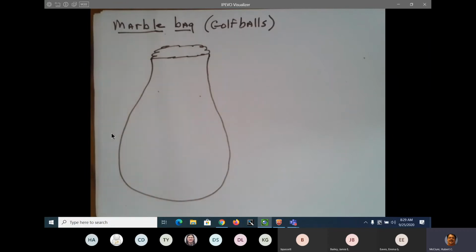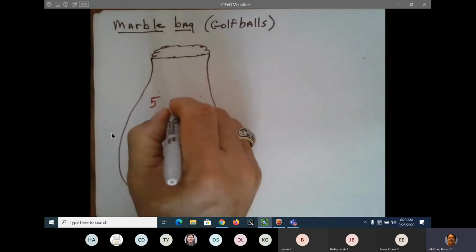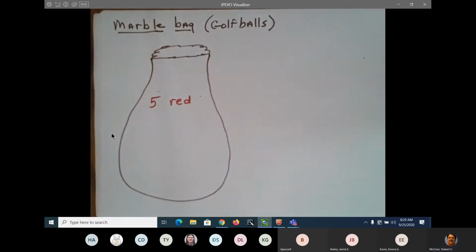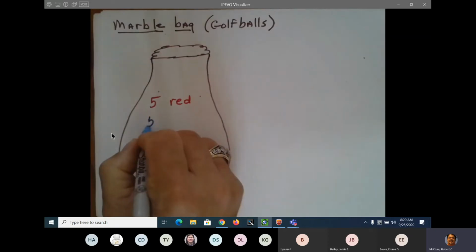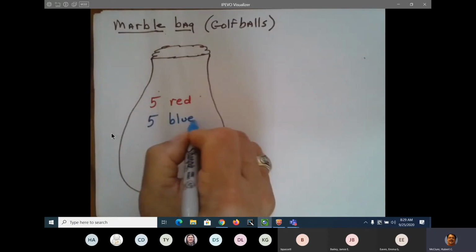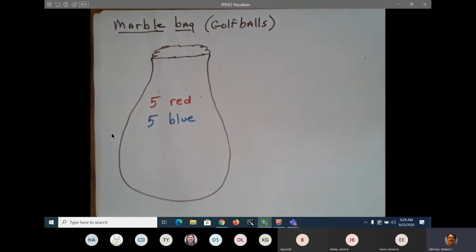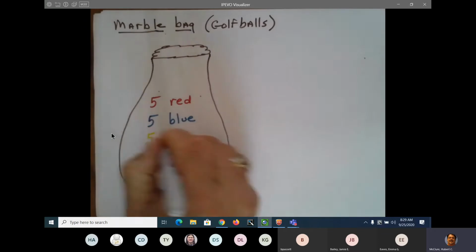Okay, in the marble bag, there are 5 red marbles. There are 5 blue marbles. We're going to make it simple. There are, of course, my favorite color, 5 yellow marbles.